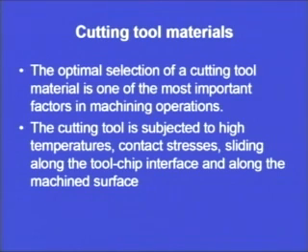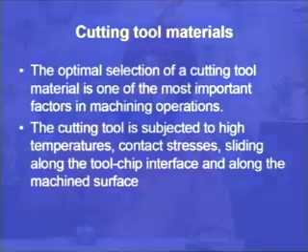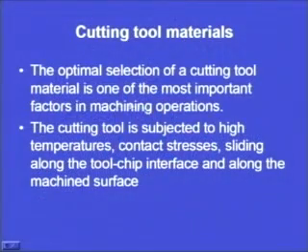Now, we come to another important aspect of machining operations, that is the cutting tool materials. We have till now seen that there is a cutting tool which is performing a machining operation. Now, this tool is made up of a material. So, we will see what the requirements are for the material of the cutting tool. The optimal selection of the cutting tool material is one of the most important factors in machining operations. If we choose a particular material for making a cutting tool and it does not possess adequate qualities, then this tool is not going to perform the intended function of machining a particular workpiece.